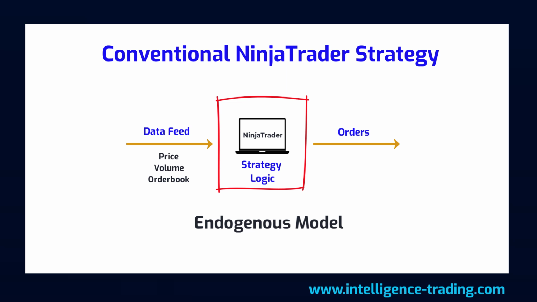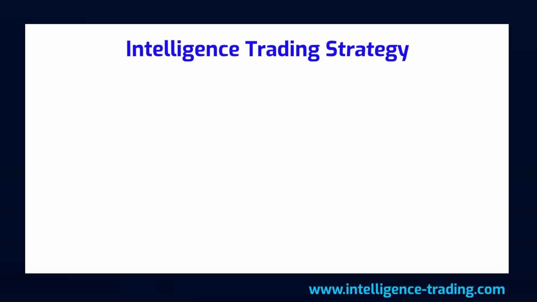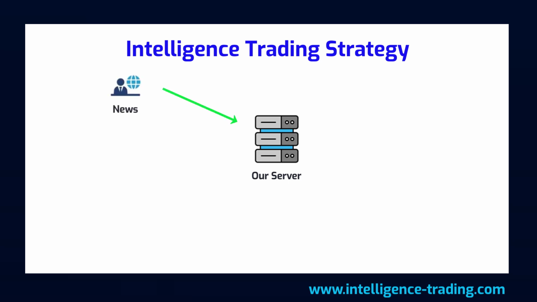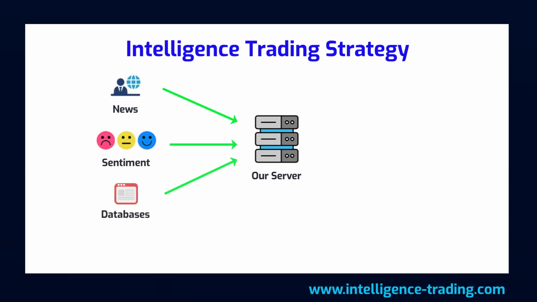Even with machine learning, you're still training the model only on price and volume. A much more powerful approach is to blend the strategy with an exogenous model, that is data external to NinjaTrader. By external data, I mean variables such as the news, both scheduled and unscheduled, social media and mainstream media sentiment, and other databases such as statistical or seasonality data. And it's that blended model that is at the heart of intelligence trading.